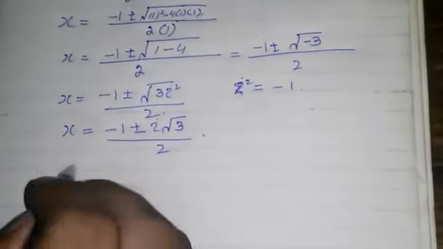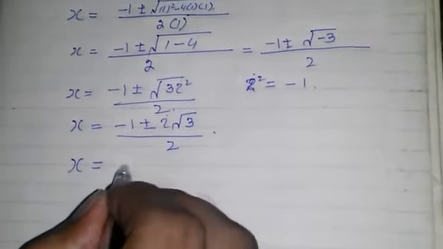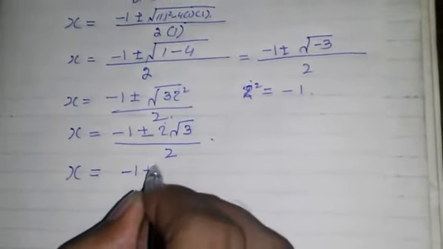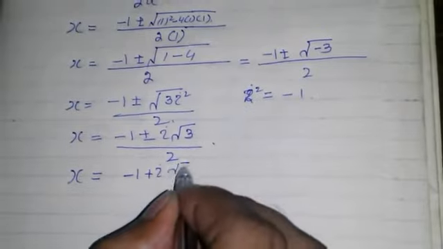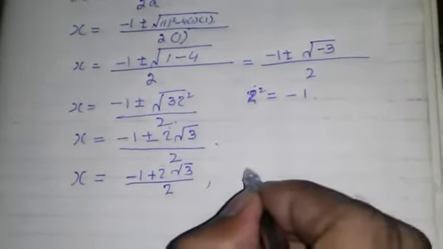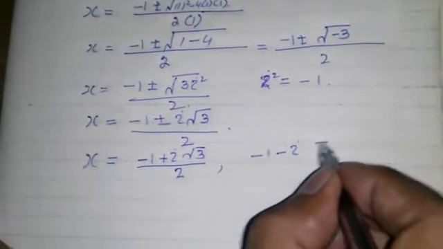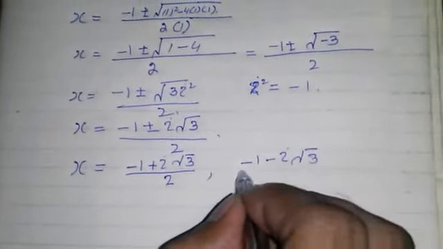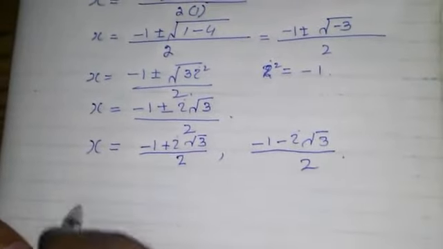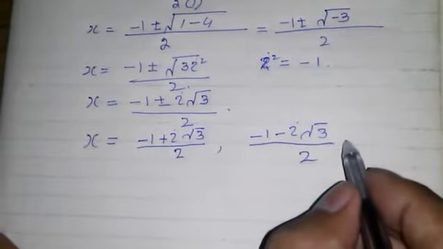We write it as x is equal to minus 1 plus iota under root 3 over 2, and minus 1 minus iota under root 3 over 2. We take the first as omega, and this is omega square.